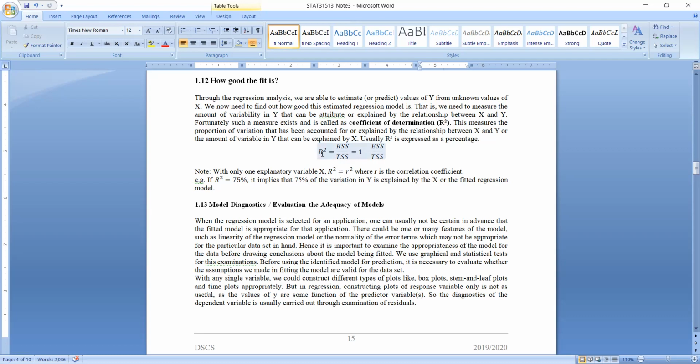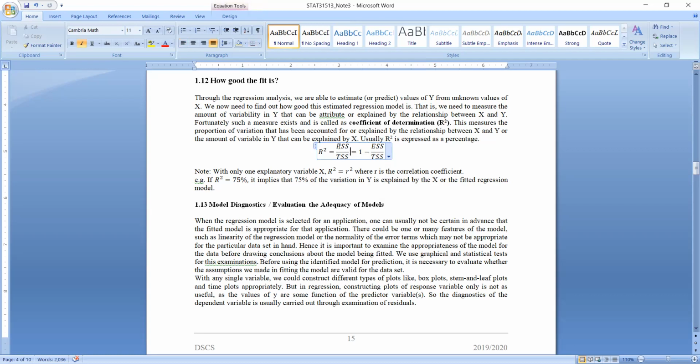Now, if you look at this equation, the total sum of square will give you the total variation, right? The variation between your original yi's and its mean. So that is the total variation. But RSS means the regression variation, that is the variation between the fitted value and the original mean.